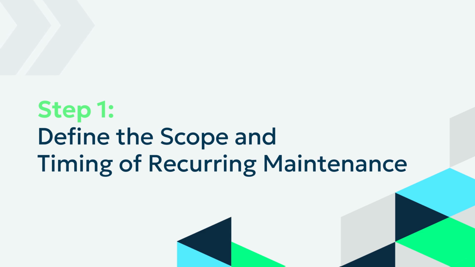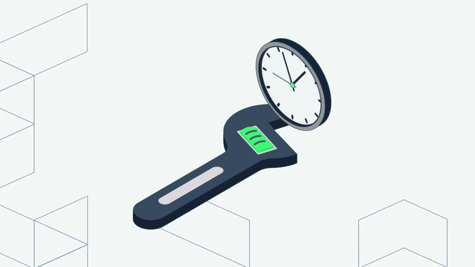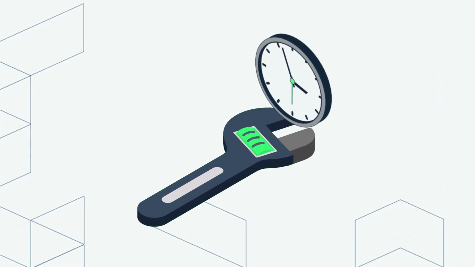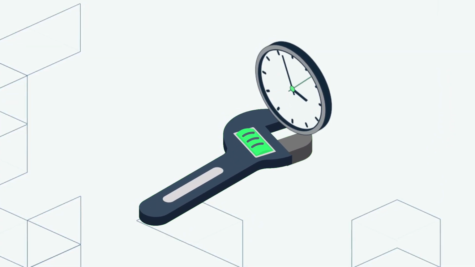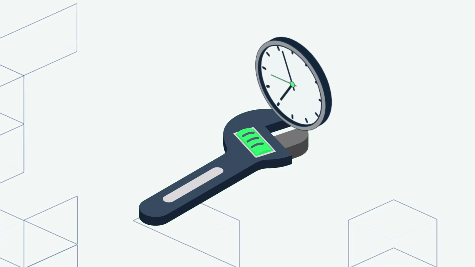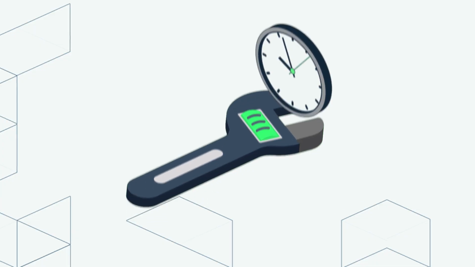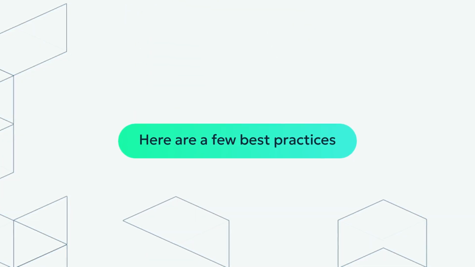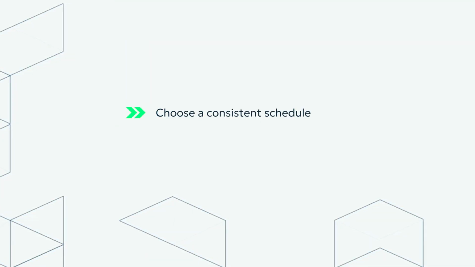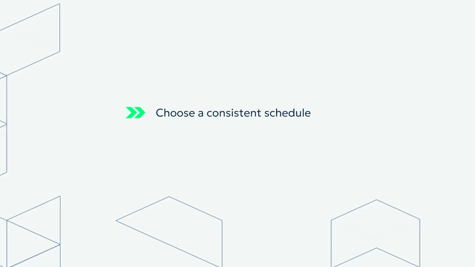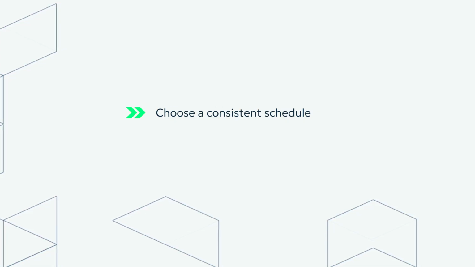Step 1. Define the scope and timing of recurring maintenance. Set a clear, consistent maintenance schedule and communicate it to your clients. This helps set expectations, reduce downtime, and deliver reliable service. Here are a few best practices. Choose a consistent schedule. Perform maintenance at the same time each cycle.